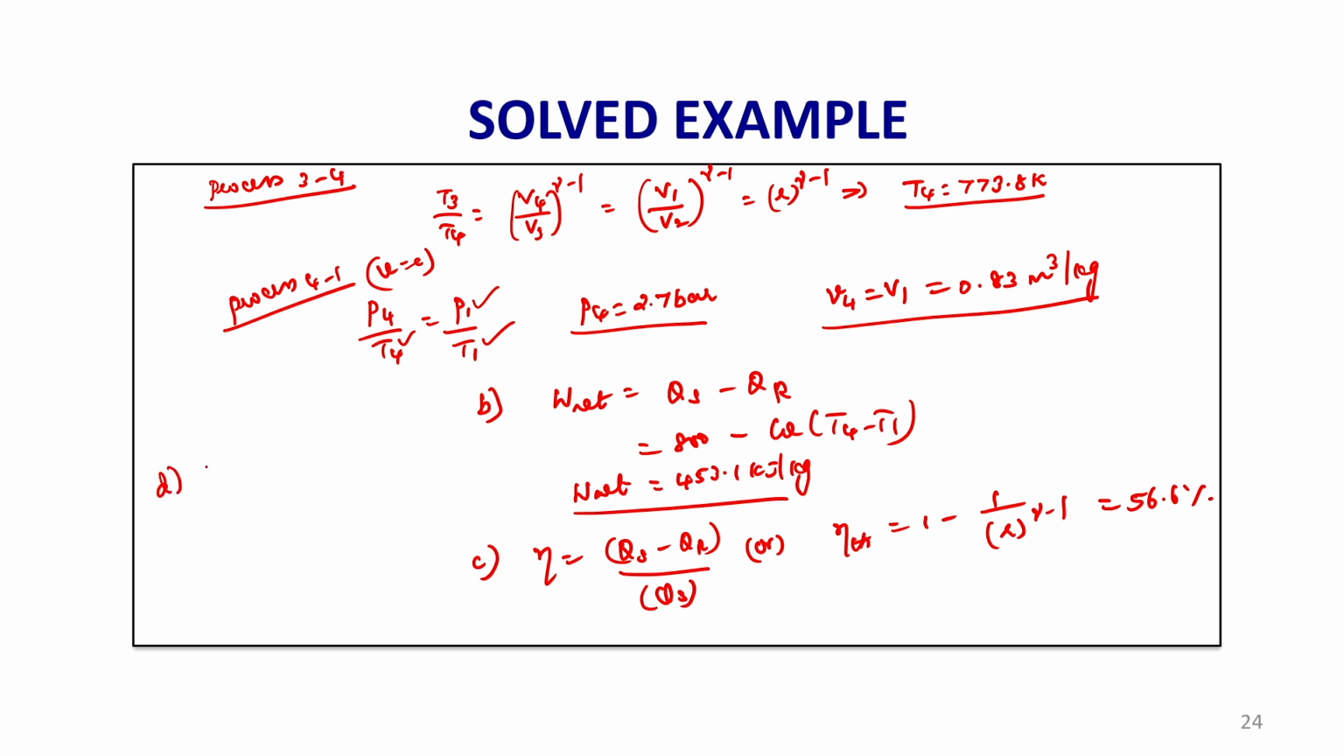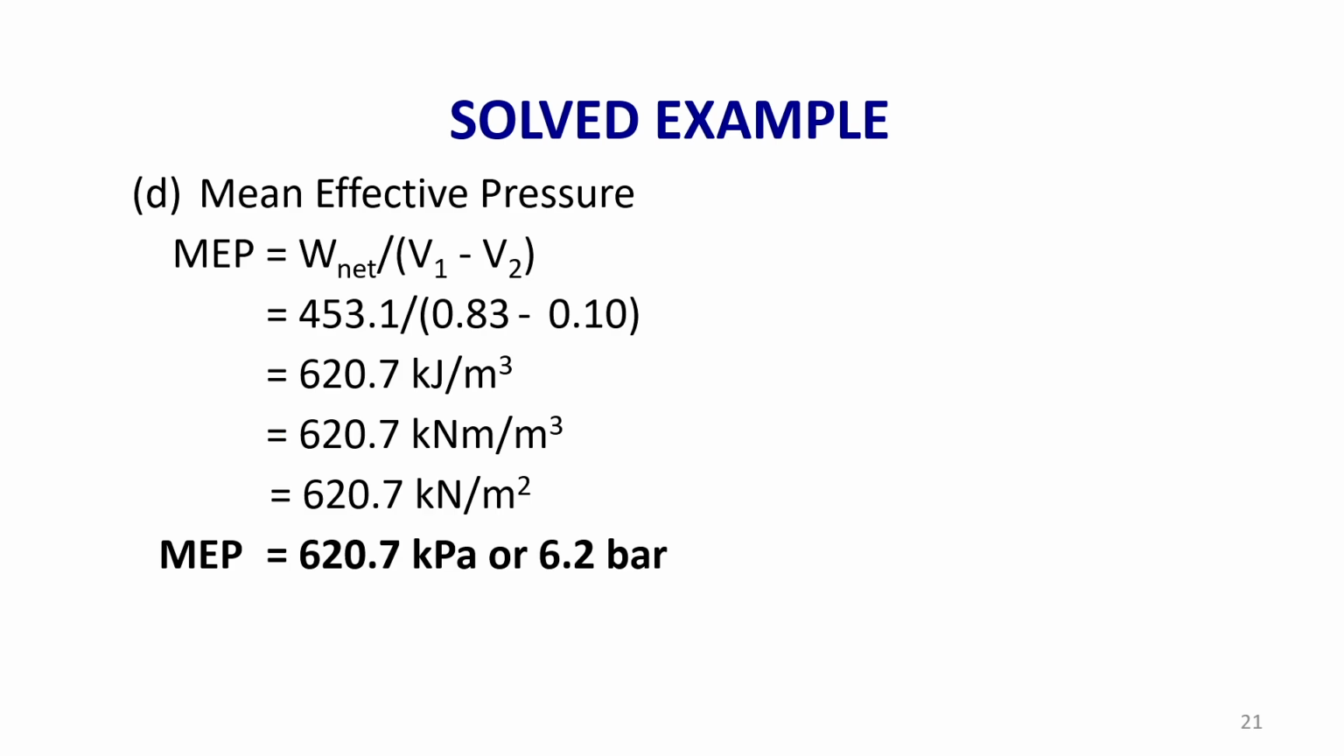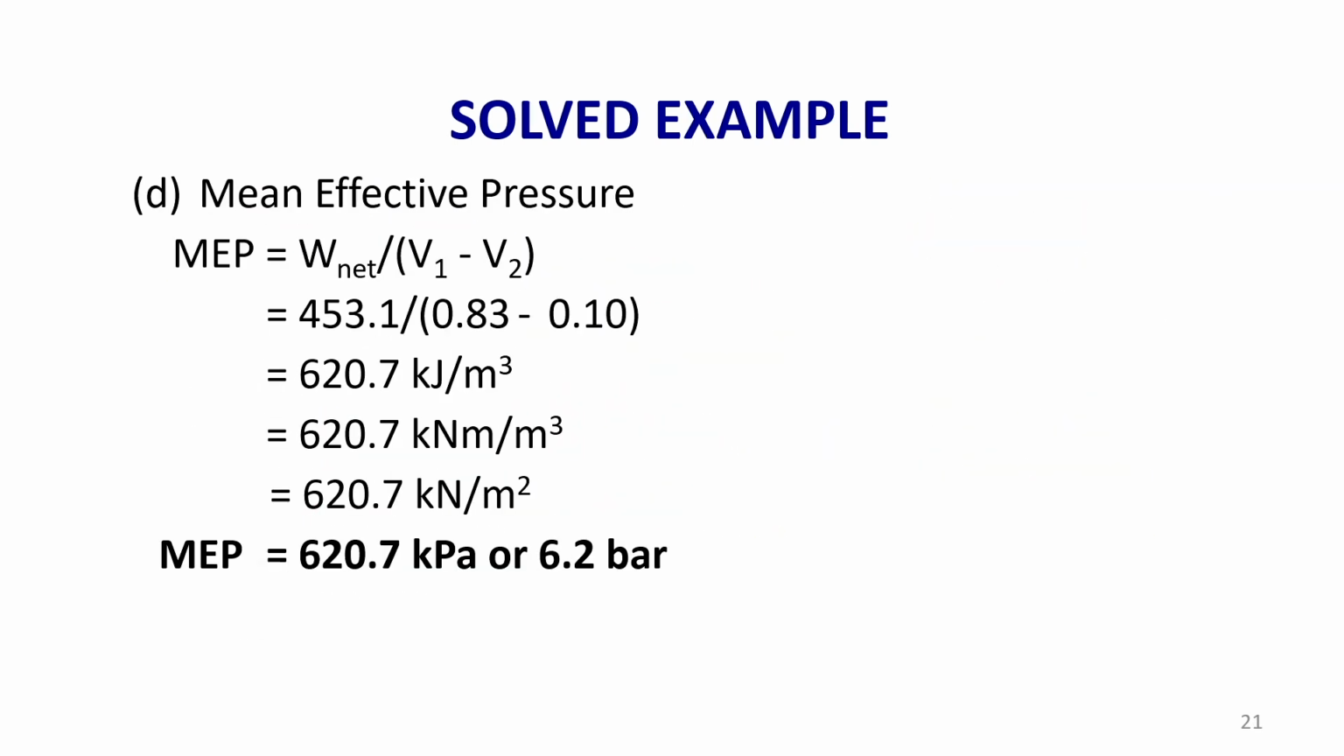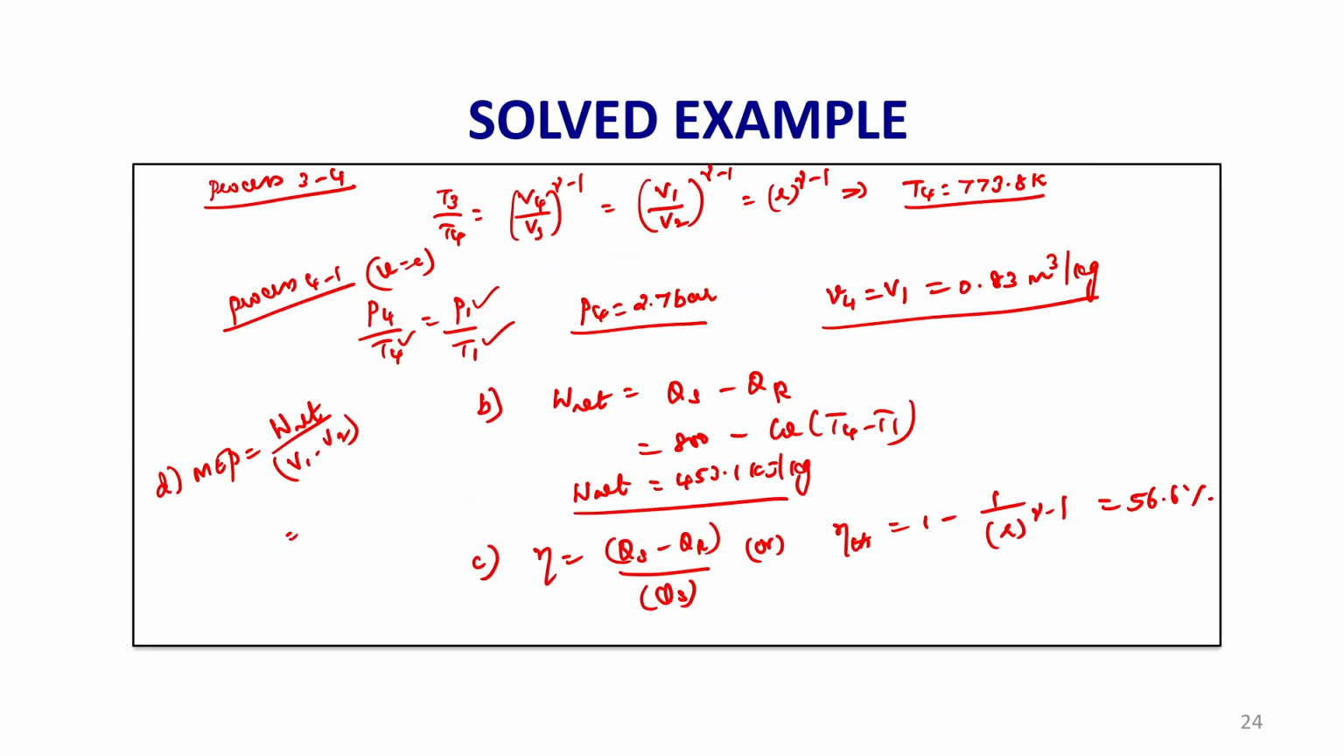And the last one is mean effective pressure. So, there is a formula given, net work divided by V1 minus V2. So, use this formula, W net divided by V1 minus V2. So, you will get 620 kilopascal, divided by 100 you will get in bar, 6.2 bar. So, this is the mean effective pressure. Okay.